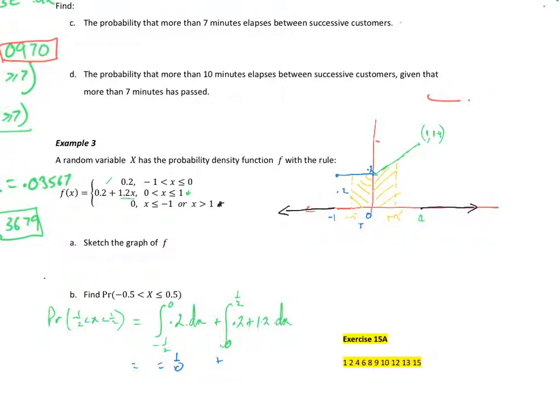And if I work that out as well, I could do it manually, but if I use my calculator, I get 1/4. So what is 1/10 plus 1/4? Let's make them both over 20. 2 over 20 plus 5 over 20, which is 7 on 20, which is equal to 0.35.